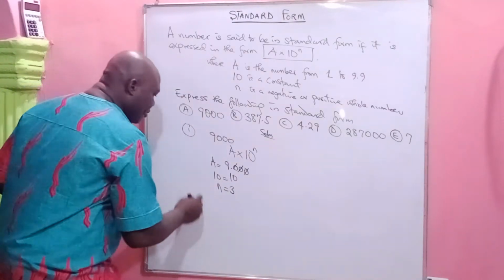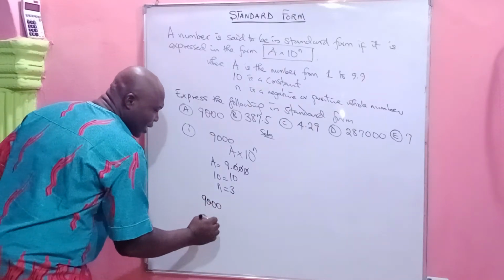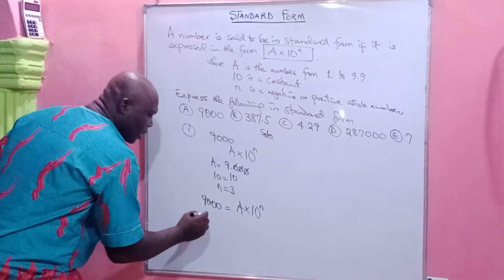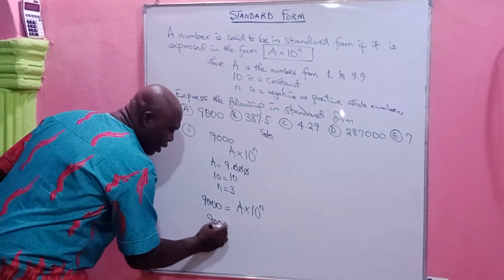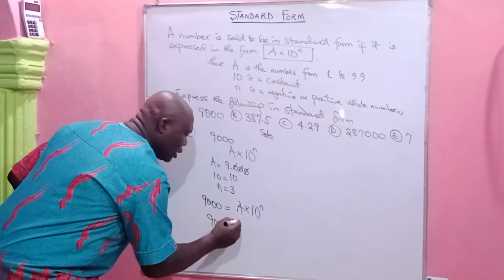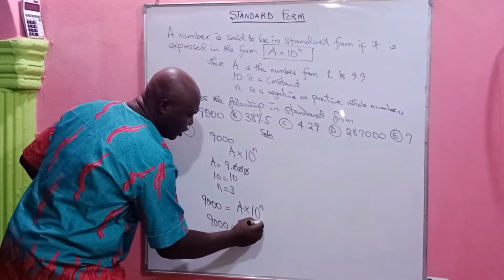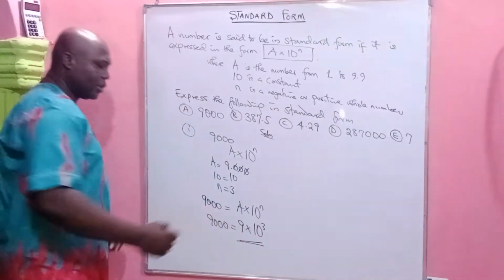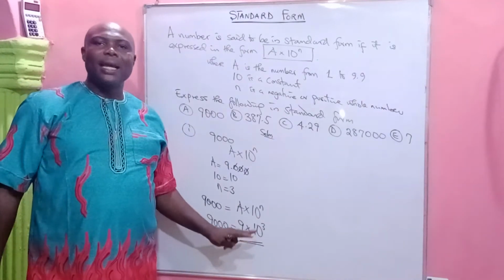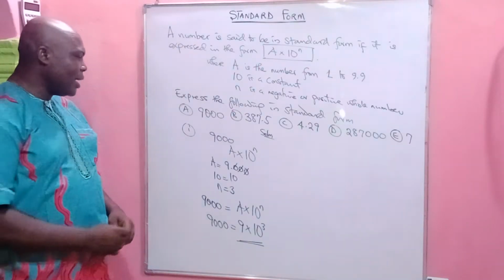N is 3. Therefore, to express 9,000 in standard form, in the form a times 10 raised to power n, our 9,000 will be equal to, a now becomes 9.00, which is 9. So that will be 9 times 10 raised to power n, which is 3, which is the number of times you move the decimal place. So it means that your 9,000 expressed in standard form will be 9 times 10 raised to power 3. Please take note of that. That's how we express a number in standard form.